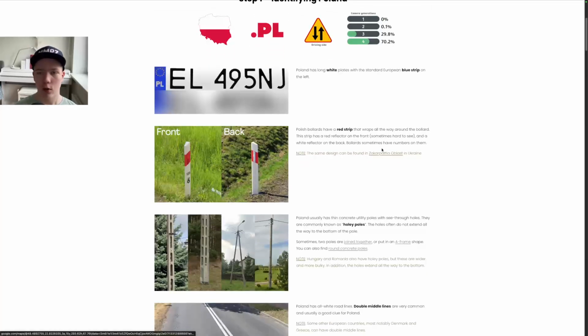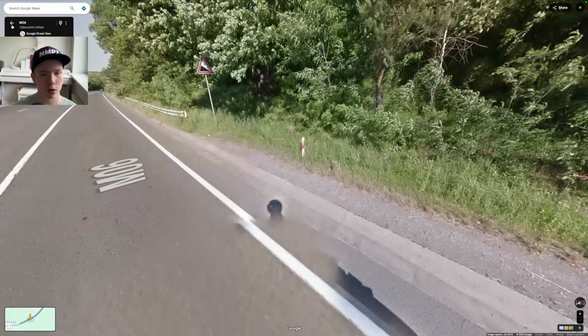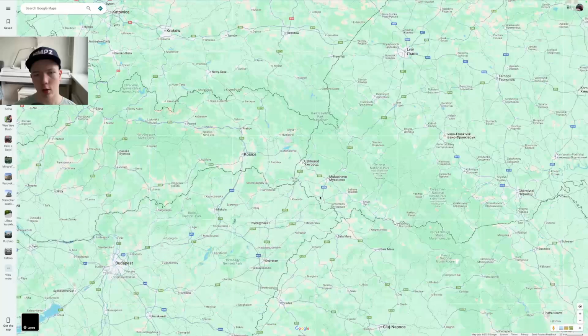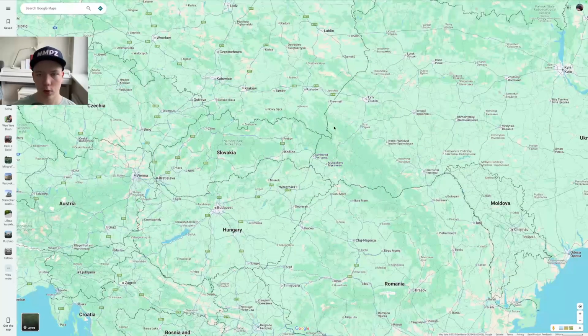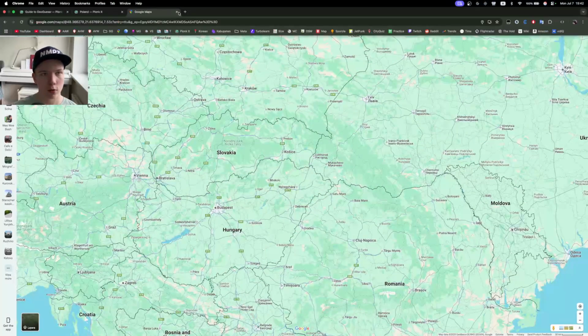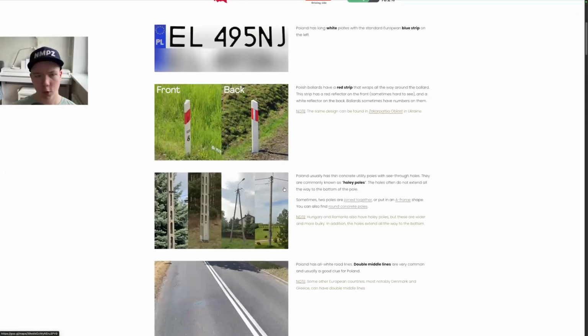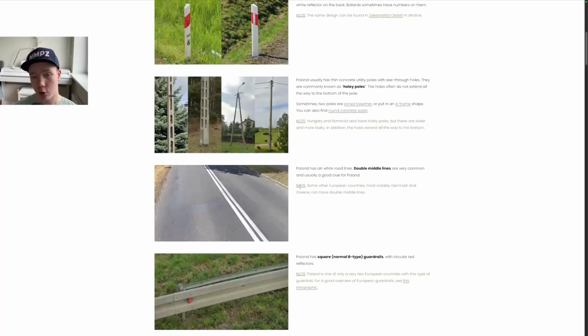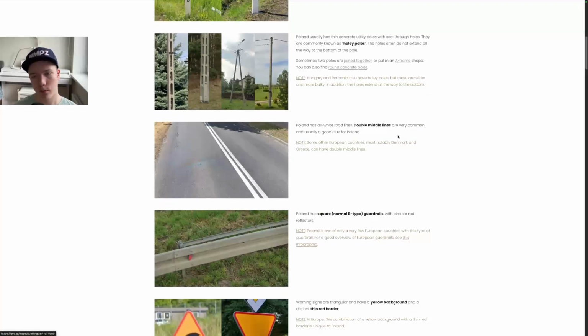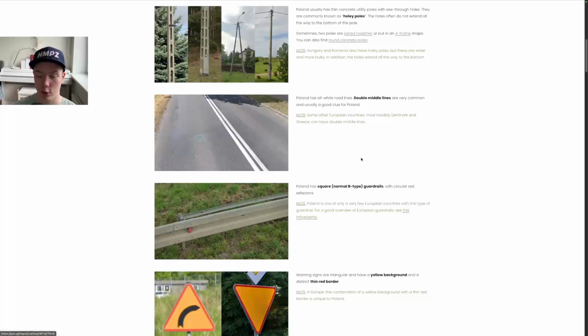And also, one thing that I noticed is that you can see that a bit in this area of Ukraine. It's bordering Poland, so you can remember that. So it will still be quite close. Sometimes you see holy poles, a lot of different poles as well, not as ugly I would say as the Baltic poles. All white road lines, as most of Europe. There's double middle lines that look like this. In Denmark and Greece especially, you can also see that.